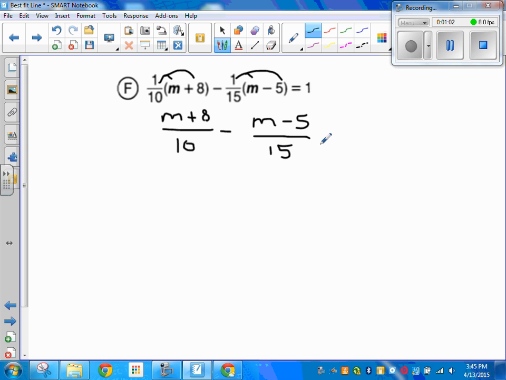All of this is, of course, equal to 1, as in the first step. And we have to find a common denominator. 30 would be a least common multiple of 10 and 15. I can get 30 from 10 by multiplying it by 3. Since I'm multiplying the denominator by 3, I also have to multiply the numerator by 3. So what's 3 times m plus 8? Well, it's 3m plus 3 times 8 is 24.